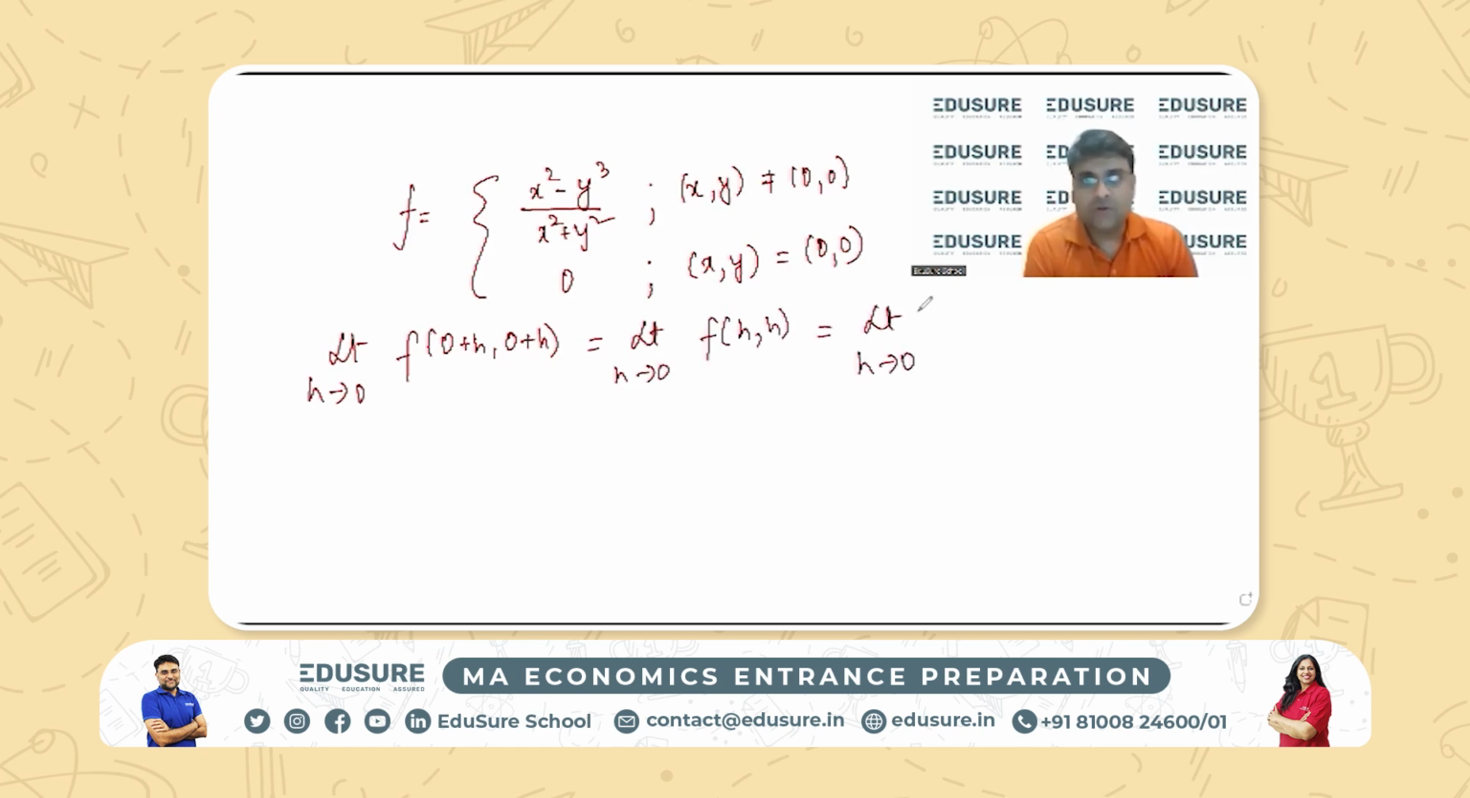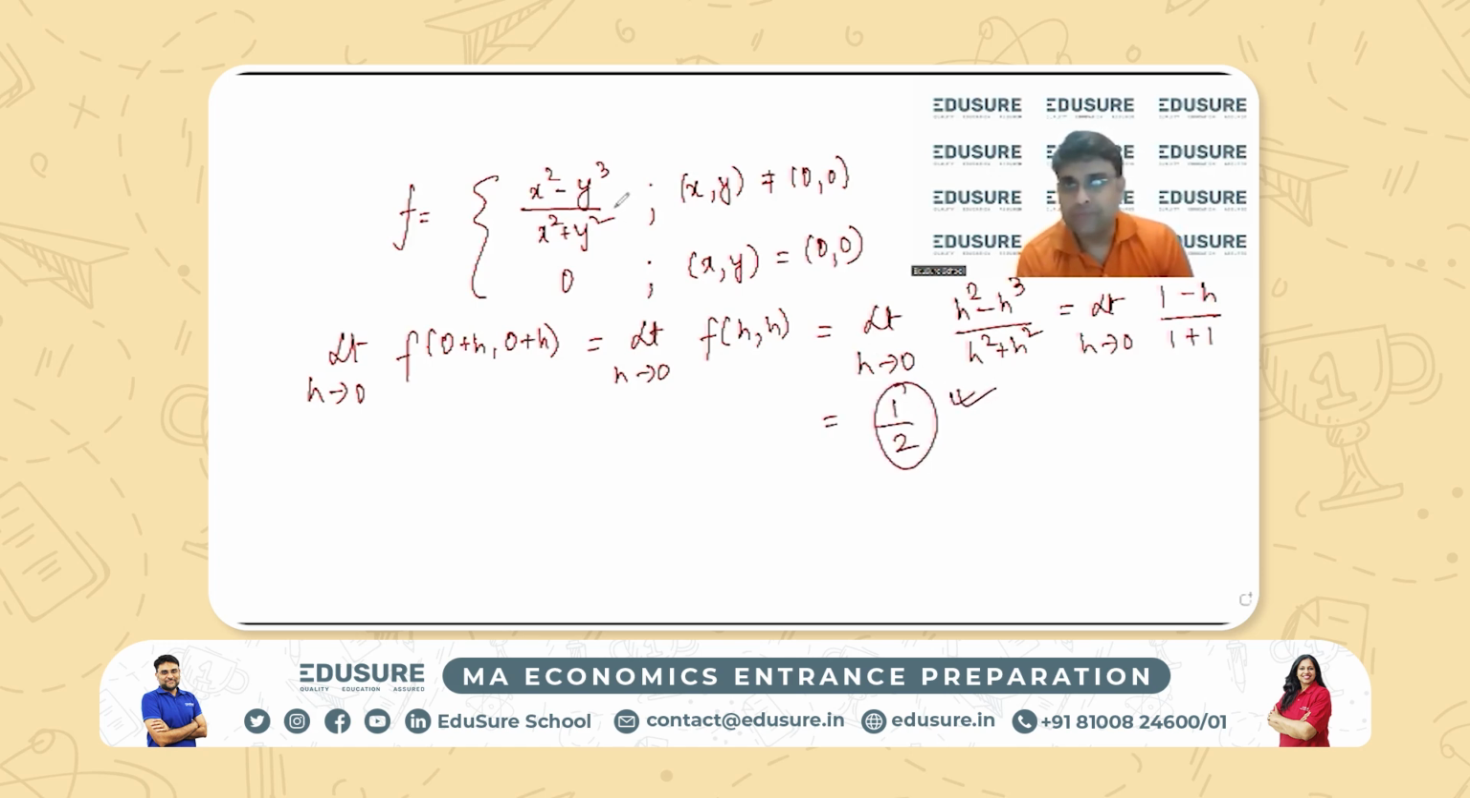h tends to 0, h square minus h cube by h square plus h square. I divide up and down by h square, 1 minus h by 1 plus 1. Okay, तो ये आ जाएगा 1 by 2. Now right hand limit itself is 1 by 2. I don't have to check for the left hand limit because I know that the functional value is 0. So definitely the function is not continuous.